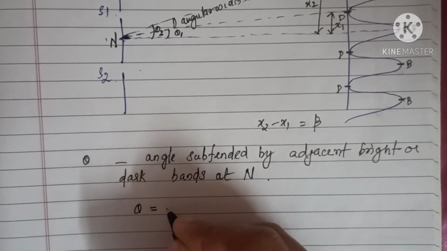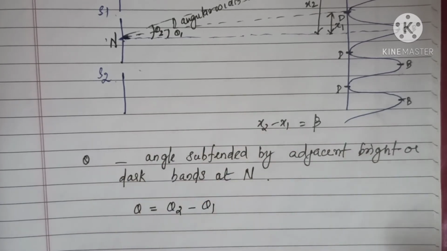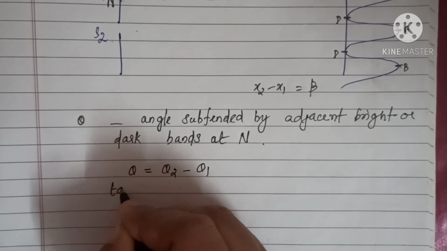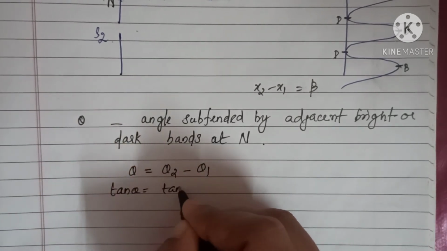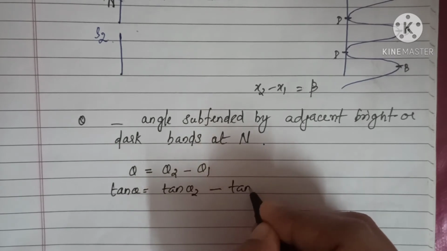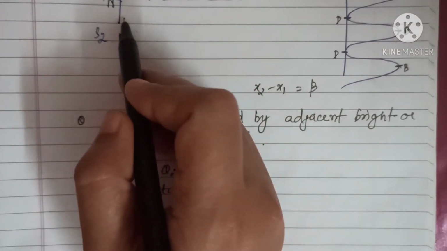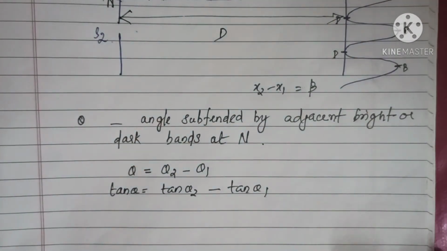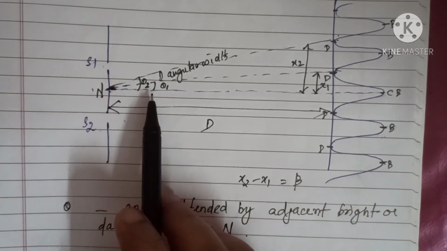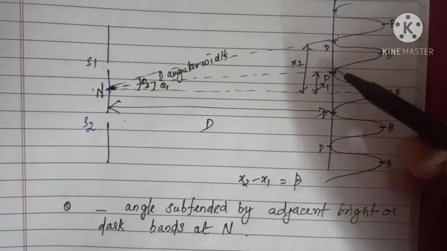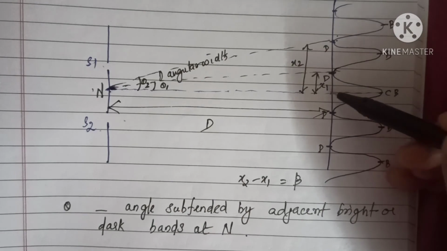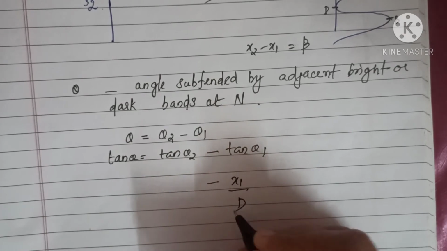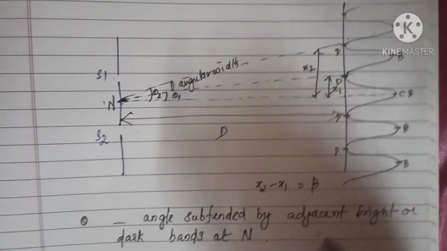Now listen, how can you find this? That is theta is equal to theta 2 minus theta 1, and here you are assuming that theta is very small, so that you will go for tan theta. That is tan theta equal to tan theta 2 minus tan theta 1. Isn't it? Now this distance, this is the distance from slits to screen, which we take as capital D. Now listen, what is tan theta 1 here? Tan theta 1 is, you can see here, x1 by D, isn't it? So tan theta 1 is x1 by D and tan theta 2 is x2 by D.